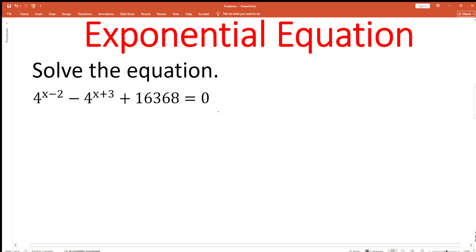We have to find the value of x, the variable in this equation, so we should isolate it on one side of the equation. In this equation, x is in the exponent in two terms, 4^(x-2) and 4^(x+3). So we should keep the x terms on the left side of the equation and move the term 16368 to the right side of the equation. It will become negative 16368.